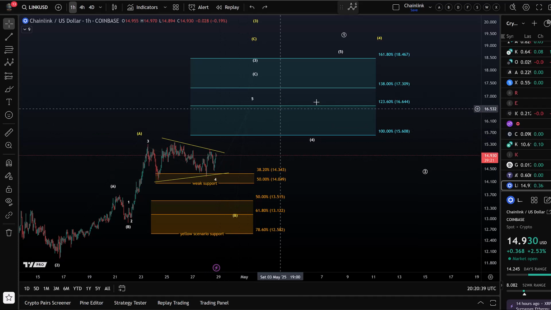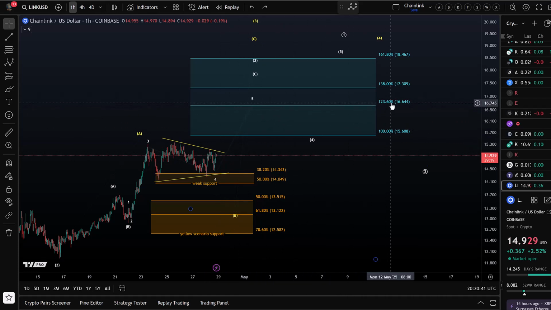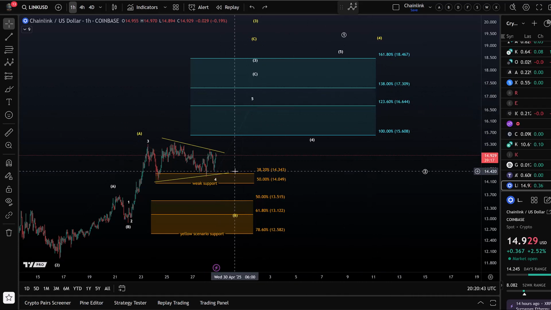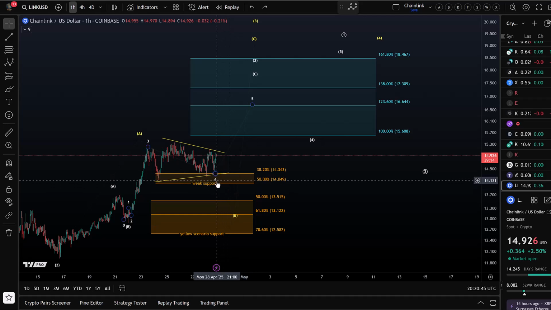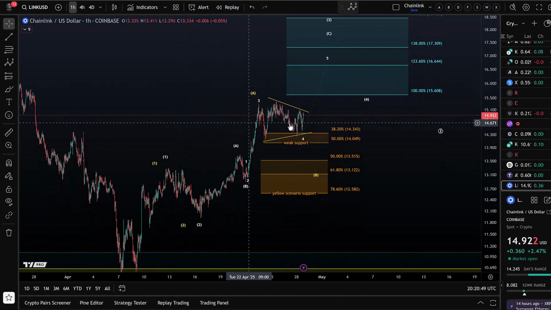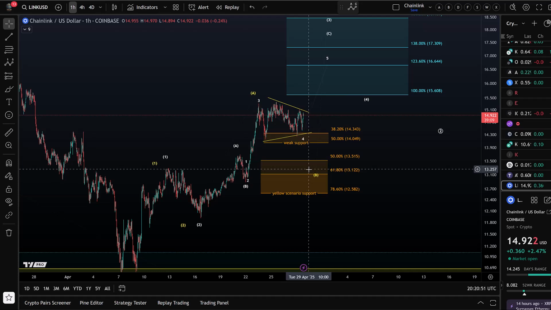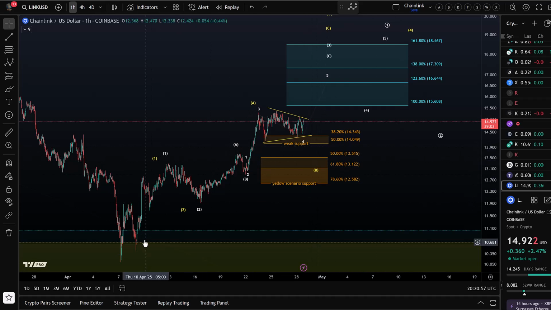Then the door should be open towards 1664 and 1730. The question is, what would happen if we break below upper support? Ideally, we avoid that. If it happens, it's not the end of the world, but it will turn this structure into more of a mess than it already is. We definitely don't have 5 waves up yet, but then I would probably track this as a larger diagonal.